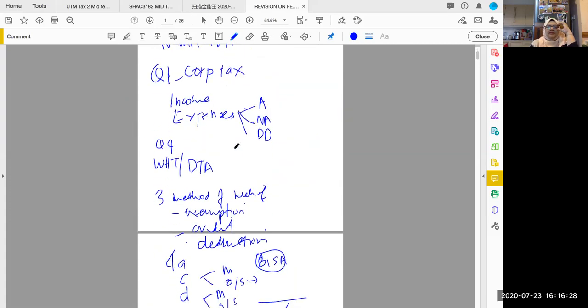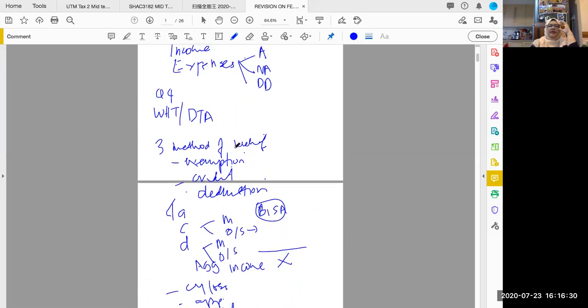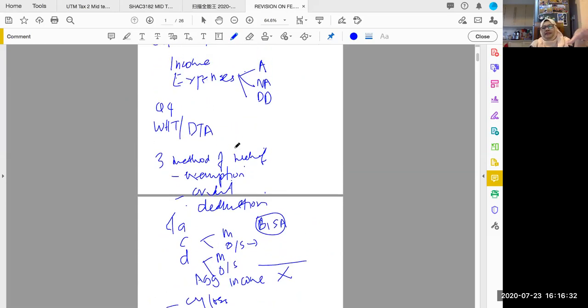Did I not cover it? Here. Right? Okay, withholding tax and double tax agreement are actually under two chapters, yeah? So you have one chapter on withholding tax and another chapter on double tax agreement. I have covered double tax agreement, right?